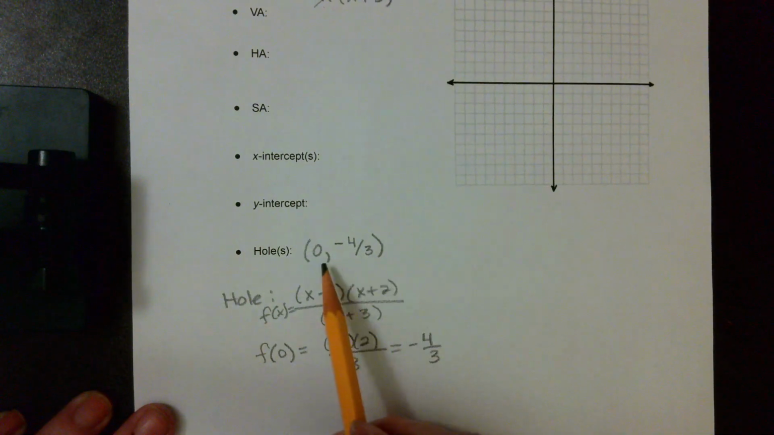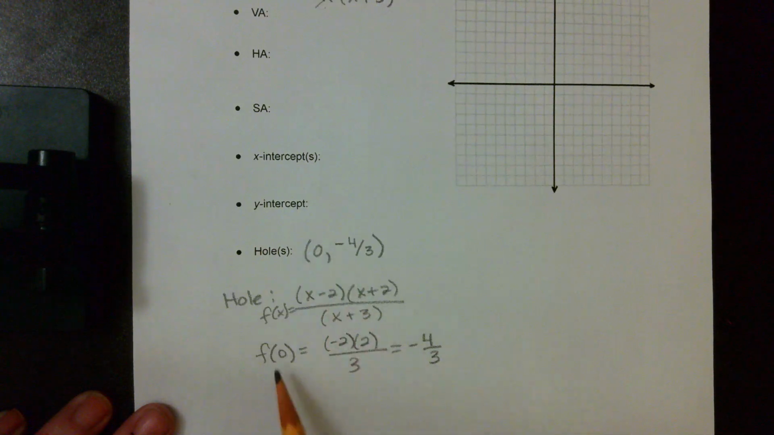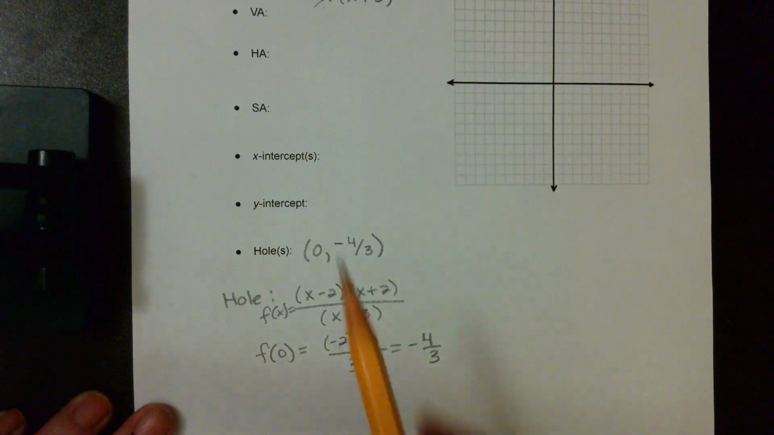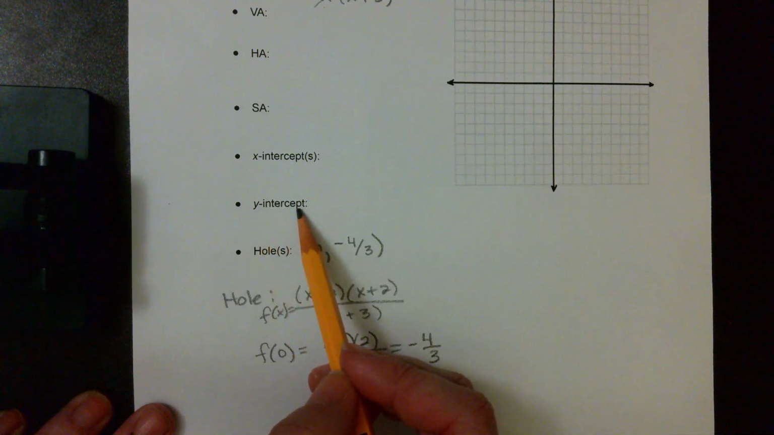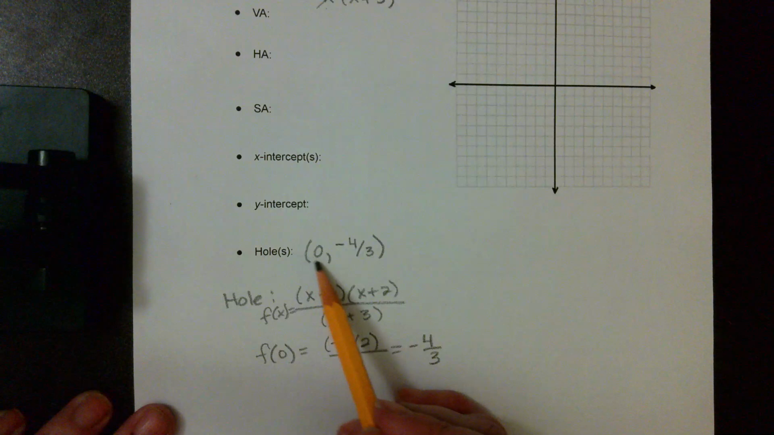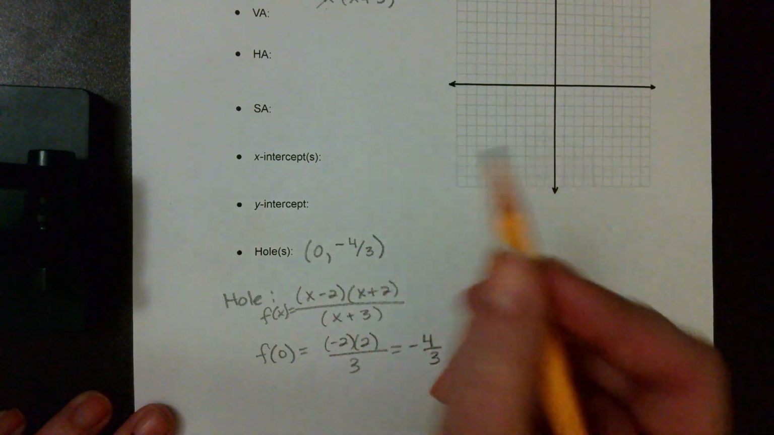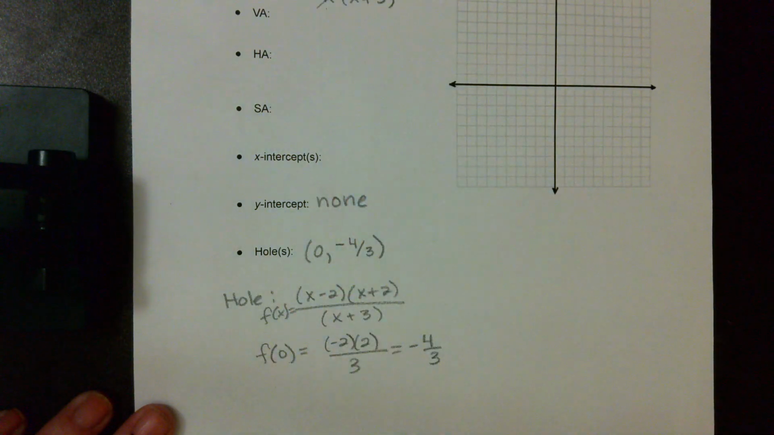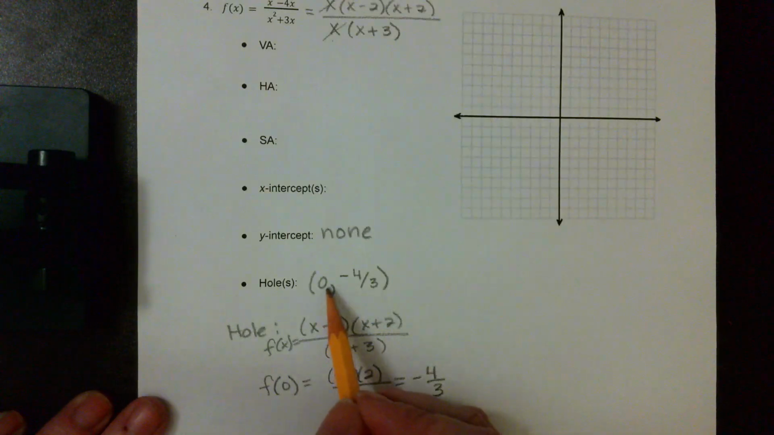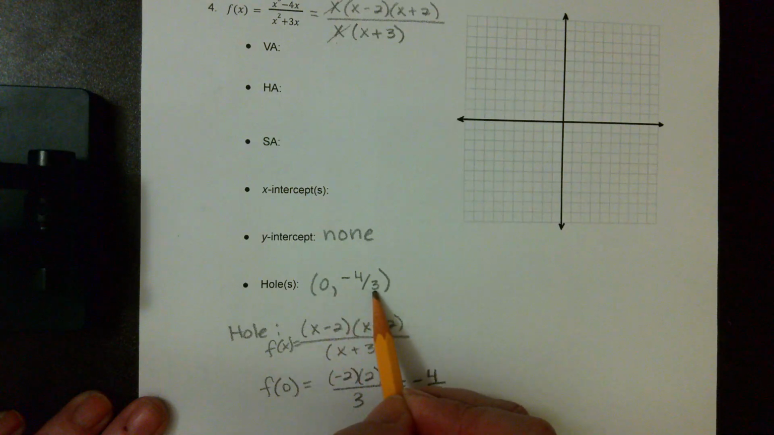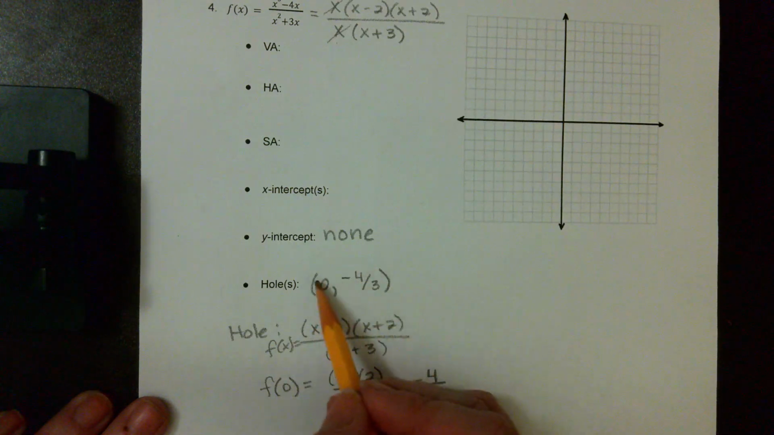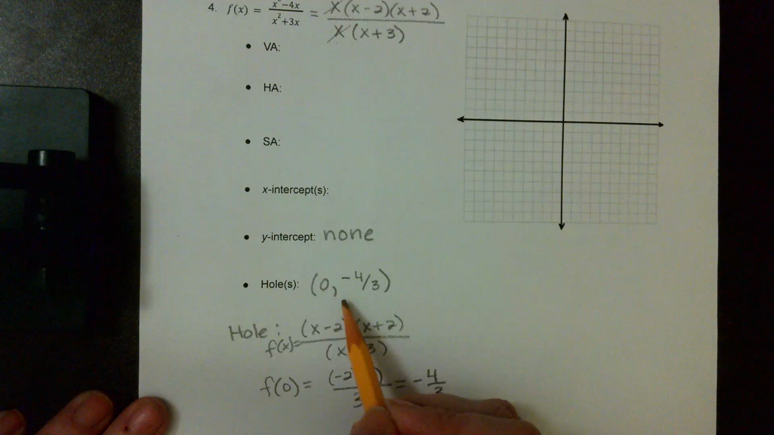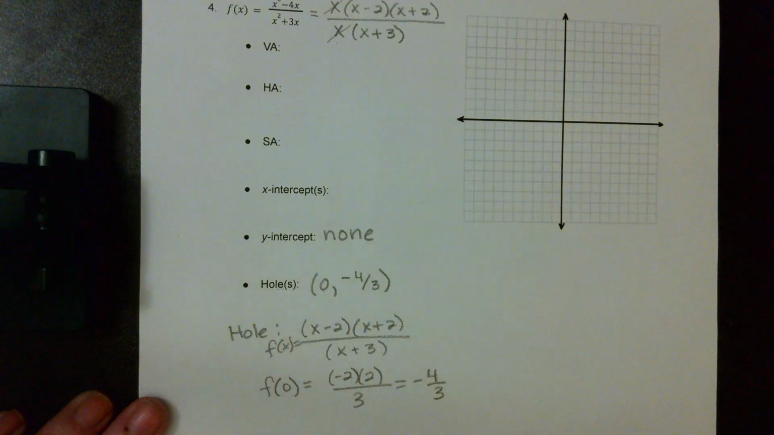Okay, I have to be careful here though. Finding f of 0 is the same as how we find our y-intercept. So since we have a hole at our y-intercept value, that means we actually have none for our y-intercept. We want to be careful that we don't say that the y-intercept is 0, negative 4/3, because at that position, x of 0 makes our function undefined, which means we have a discontinuity, we have a hole there.